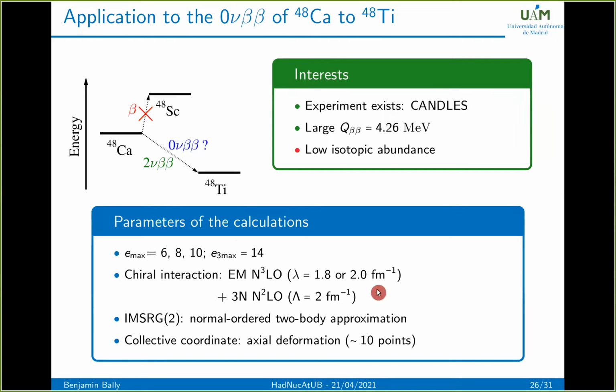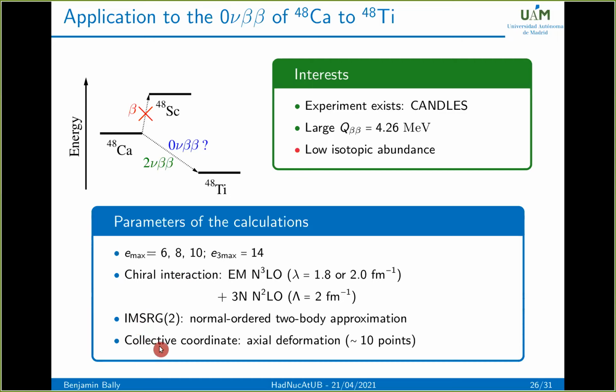And so we perform calculations in different model spaces with 7, 9 and 11 oscillator shells, with a cutoff for the 3-body at E3max equal to 14. We use the famous 1.8/2.0 (EM) interaction for the chiral interaction, with the 2-body and 3-body parts. We consider two types for the 2-body, although I'm not going to talk about this one in the results. And we use our IMSRG(2).